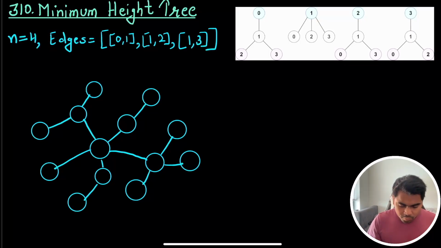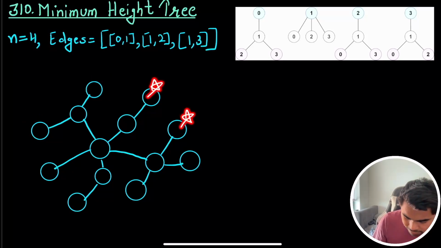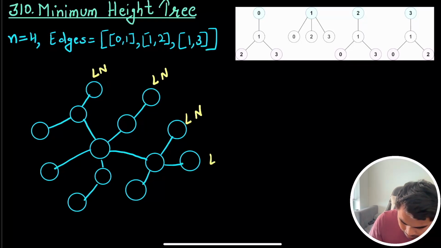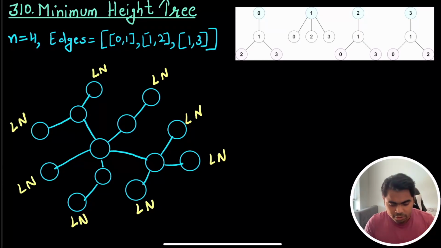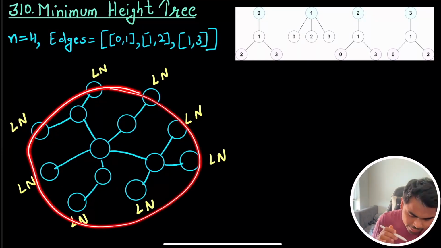Well, tell me, what are the leaf nodes that you see right here? Well, this is a leaf node. This is a leaf node. This is a leaf node, and so on. So I will just mark them with L. So these are the leaf nodes that I have right here.